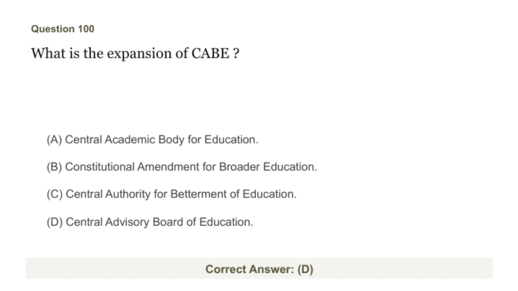Recognizing the expansion of CABE helps us understand how central educational policies are shaped and implemented in India, connecting to the overall theme of how educational governance functions at a national level.